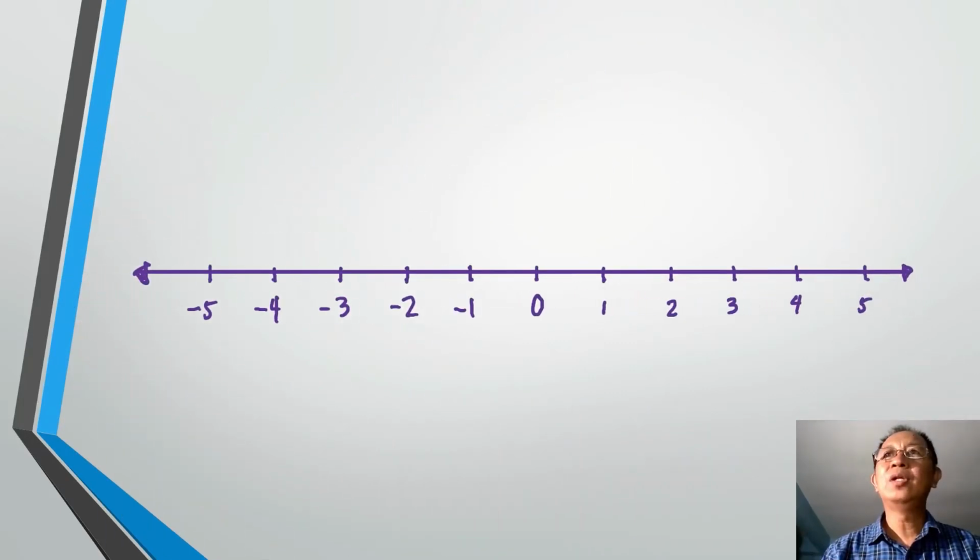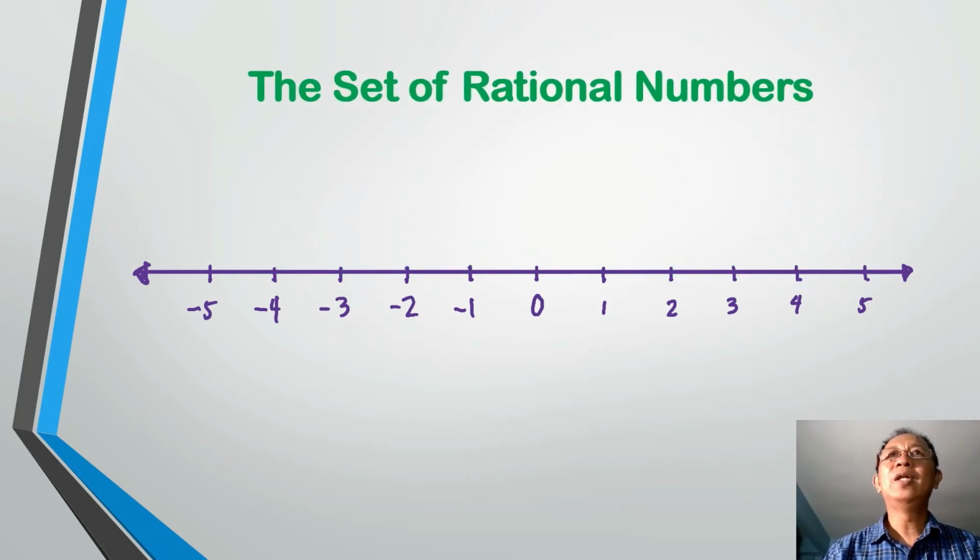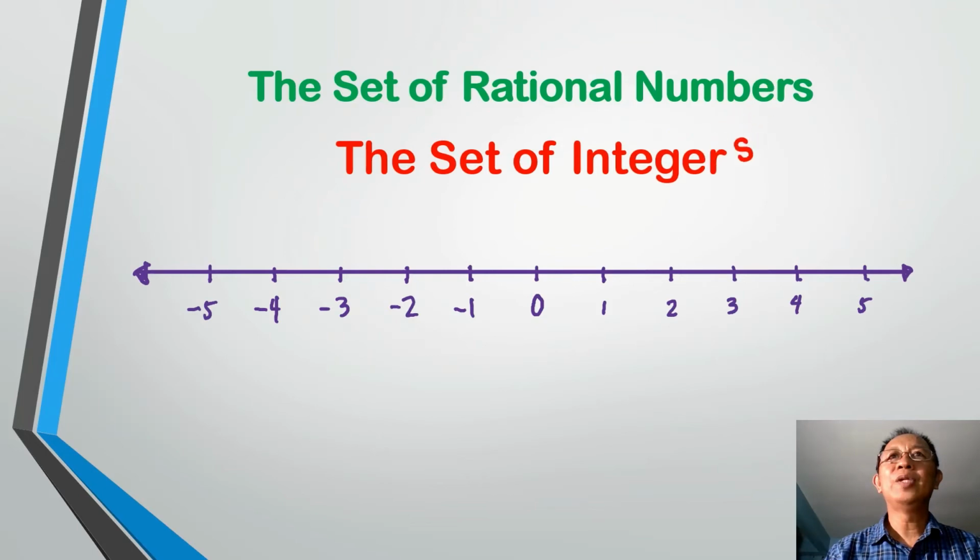Set of rational numbers are divided also into two. First is the set of integers. What you see under the number line are integers. So the set of integers is composed of negative integers, positive integers, and zero. Kasi zero is neither positive nor negative.